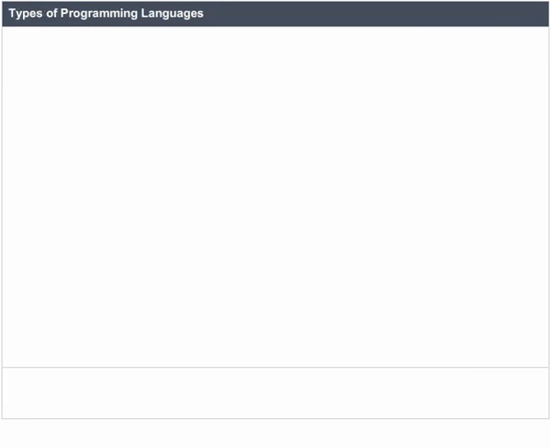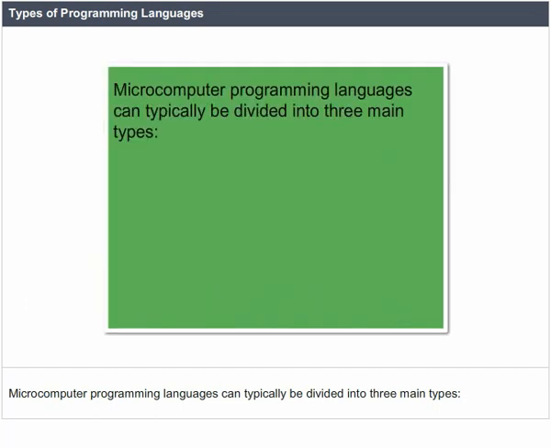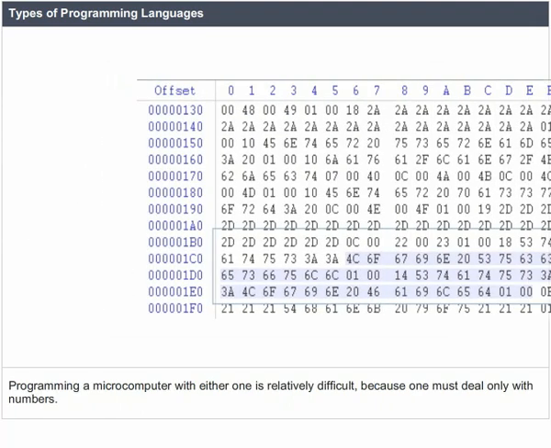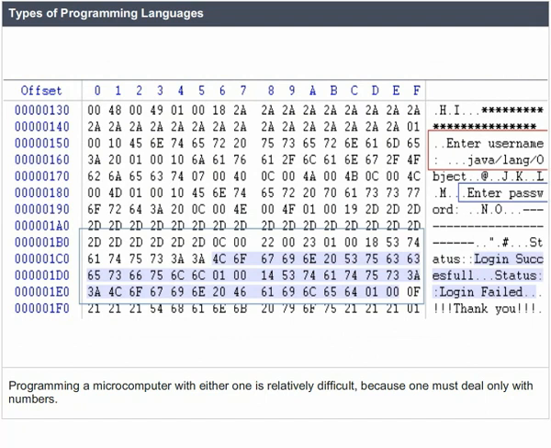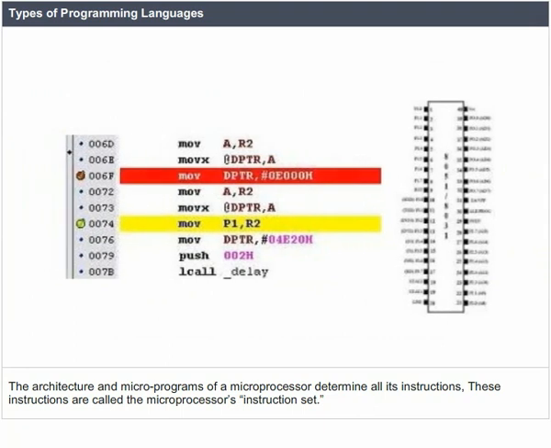Types of programming languages. Microcomputer programming languages can typically be divided into three main types: machine language, assembly language, and high-level language. A machine language program consists of either binary or hexadecimal opcodes. Programming a microcomputer with either one is relatively difficult because one must deal only with the numbers. The architecture and microprograms of a microprocessor determine all its instructions. These instructions are called the microprocessor's instruction set.